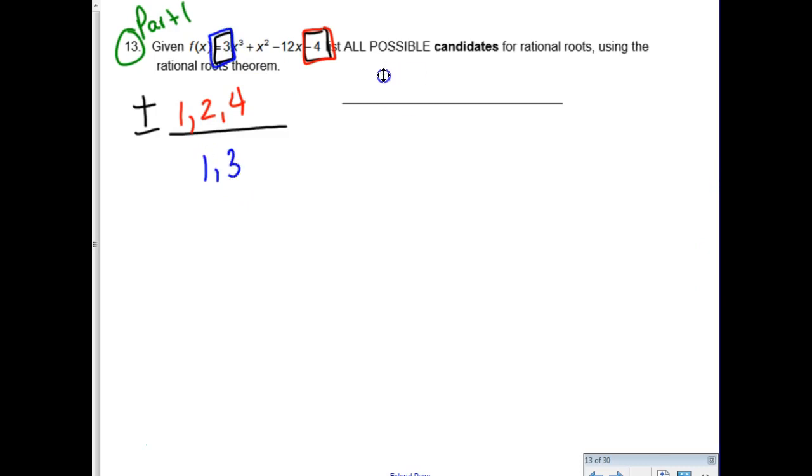And then you're supposed to write out all the possible combinations of these fractions. So I kind of cheat and just put plus or minus in front. I think if you're in Mrs. Hoffbar's class, she likes when you write them in front of each number. So first, if I divide all these by a 1, I get 1, 2, and 4. And then if I divide all these numbers by a 3, I get 1/3, 2/3, and 4/3.